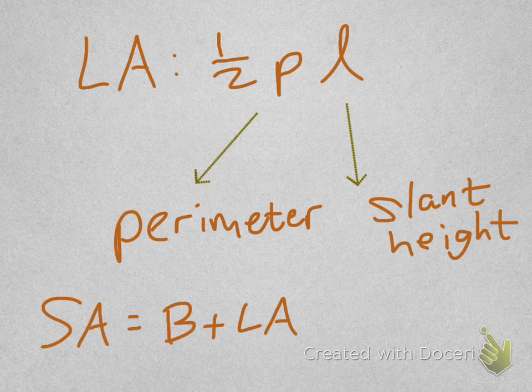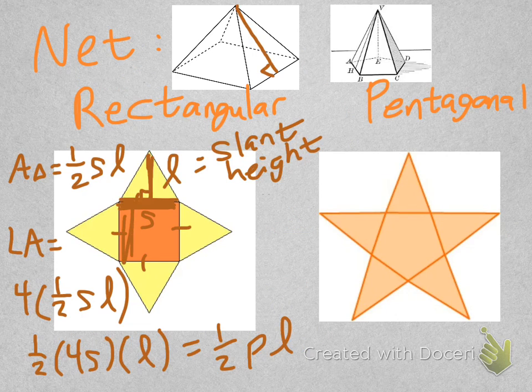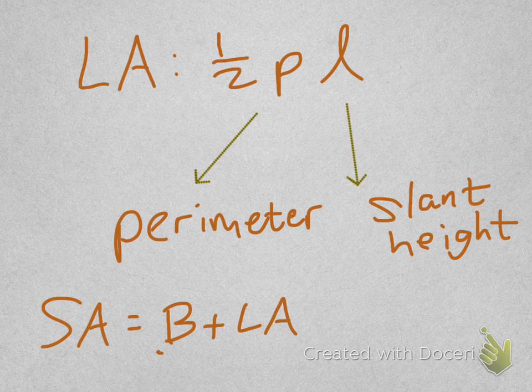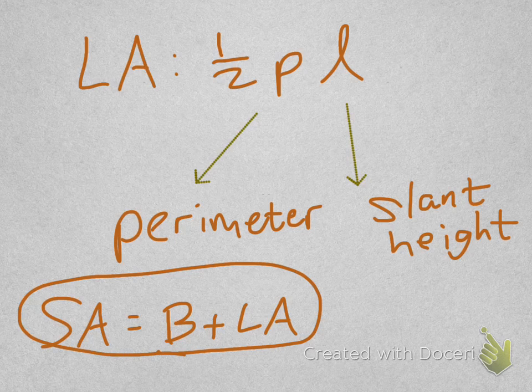To find the surface area, it's the same thing. You have your lateral area, plus we can't forget about the actual base itself, right? The surface area includes the actual base itself, so it's B plus LA for your surface area. So I can ask both questions. I could say find the lateral area or find the surface area, which means just add the base to it.